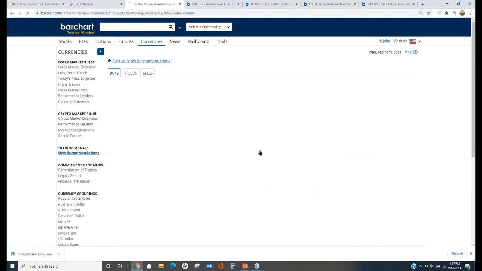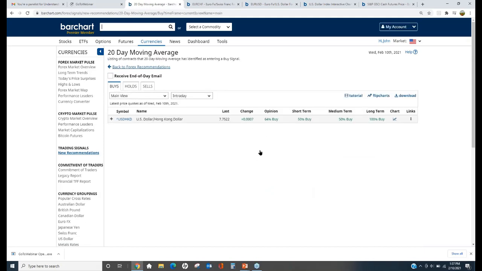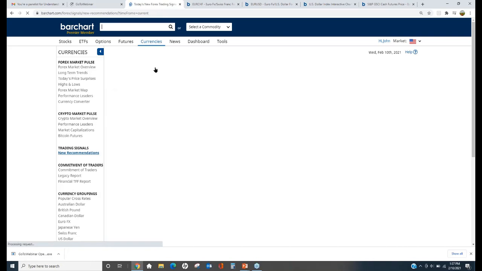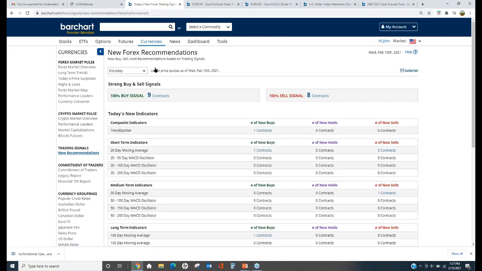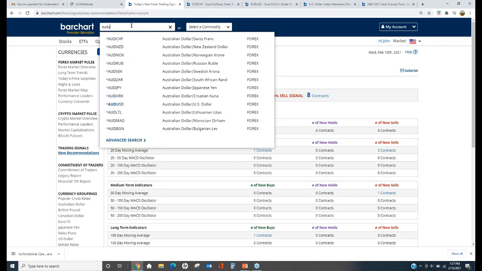I think I looked at this morning, and I think it's an exotic one. Yeah, US dollar versus the Hong Kong dollar. All right, but a few days ago, we got a buy signal on the 20-day moving average in, let me just remember which one it was. I believe it was the Aussie dollar, US dollar. So I think somebody asked about that. Okay, so let's look at that one. So Aussie dollar, US dollar.